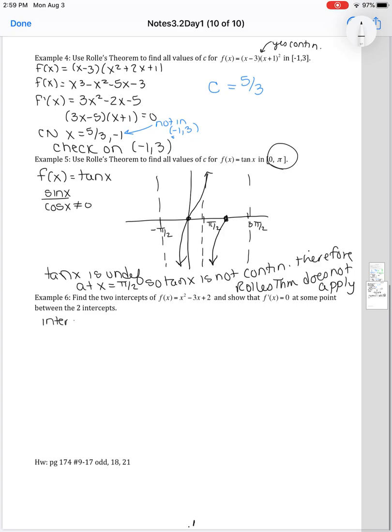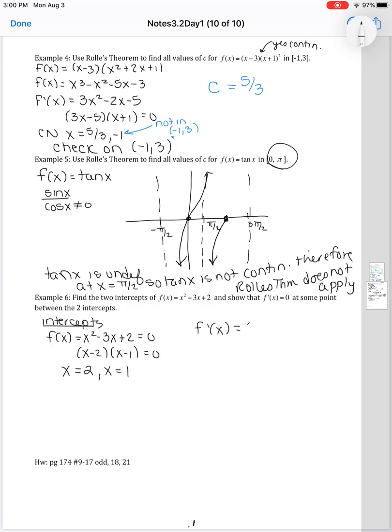It says find the two intercepts of f of x equals x squared minus 3x plus 2. So let's do that first. For the intercepts, we're taking our function and setting it equal to 0. So I'm going to factor, and I get two intercepts, x equals 2 and x equals 1. There's my intercepts.